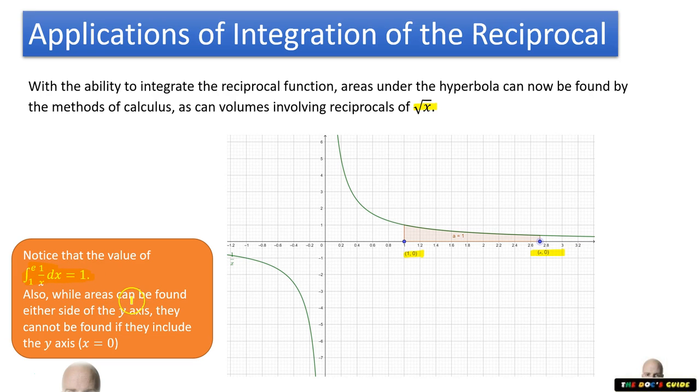The other thing is that while we can find individual areas either side of the y-axis, we can't find an area if we go from one side of the y-axis to the other side, because these curves run off to infinity. They don't cut the y-axis, they approach it asymptotically. So any volume from one side to the other is going to be infinite, or we'll run into problems of being undefined. So we need to be mindful of that, so a sketch of the curve is always important.